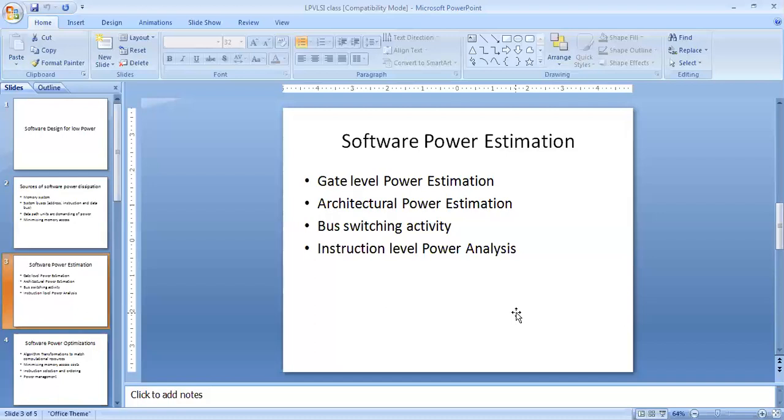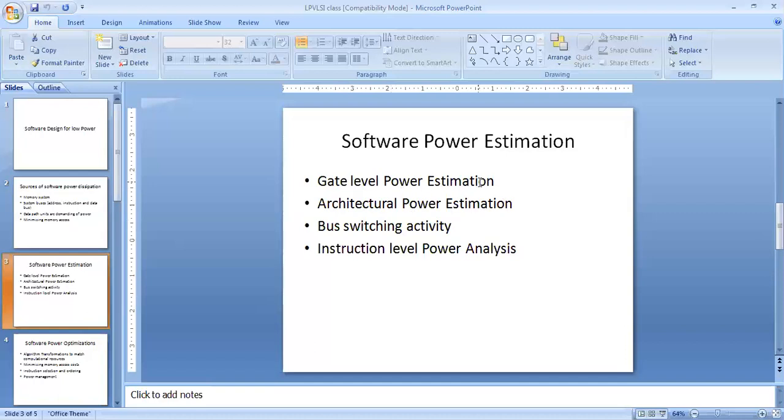So these are the software power estimation. First we saw the introduction of software power. Then the sources of software power dissipation. Then how to estimate the software power. Software power is estimated under four categories: gate level power estimation, architectural level power estimation, bus switching activity, and instruction level power analysis.